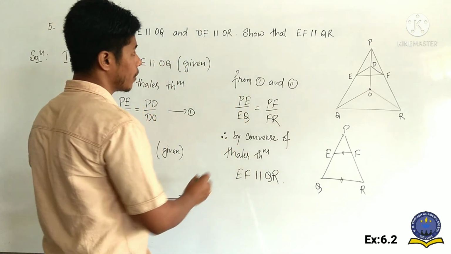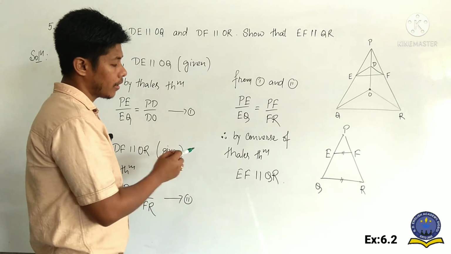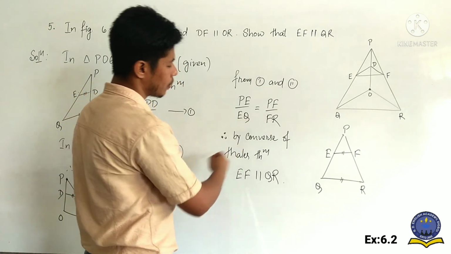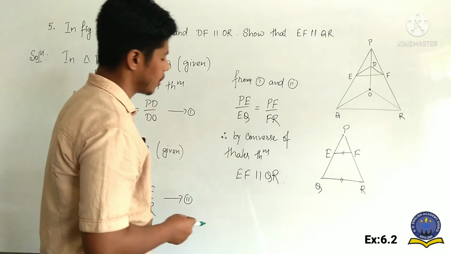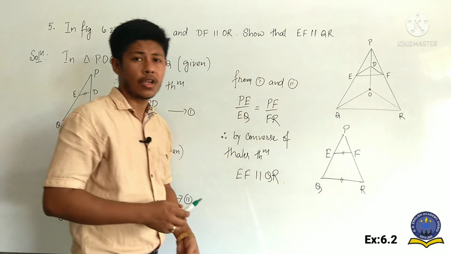Is it clear? What we need is EF parallel to QR, and this one we get here. The ratios are equal, so by converse of Thales theorem, the lines are parallel. Lines are parallel means EF parallel to QR.